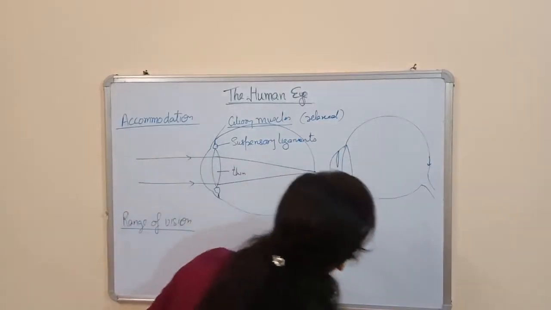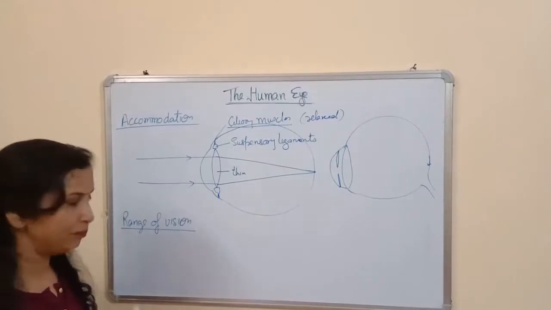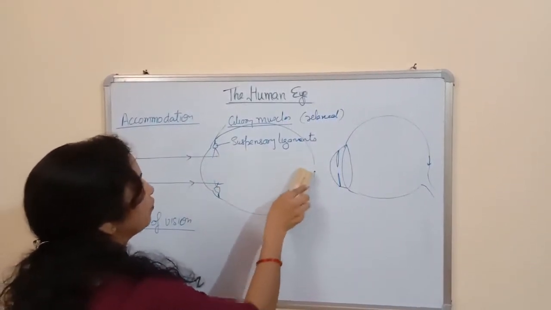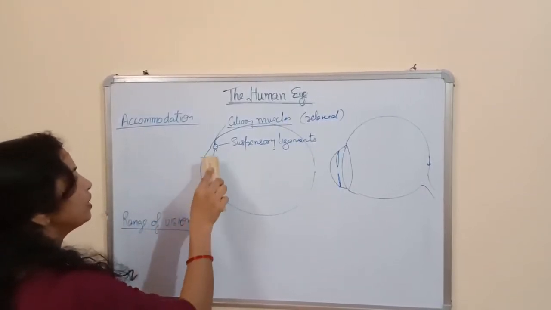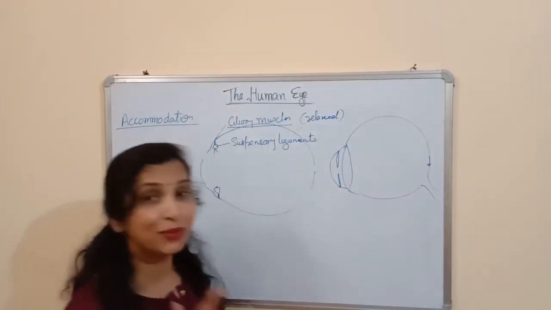Now I am going to tell you what happens actually when you see the nearby object. So I think it should be clear now. For the nearby object, what will happen if you see the nearby object? If you want to see the nearby object, the light which is coming from the nearby object is not parallel to each other.